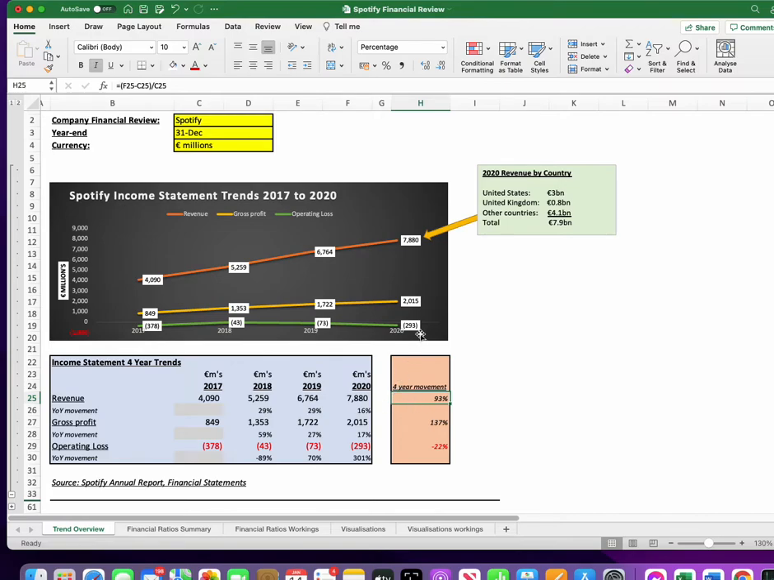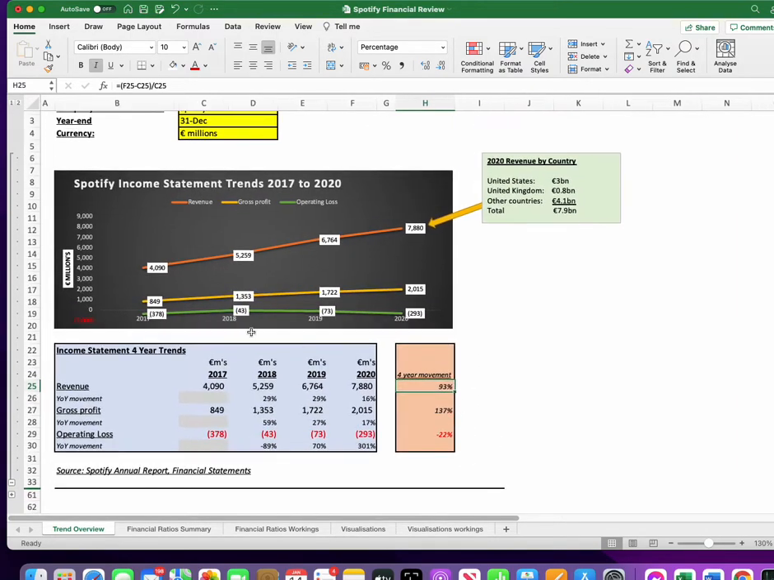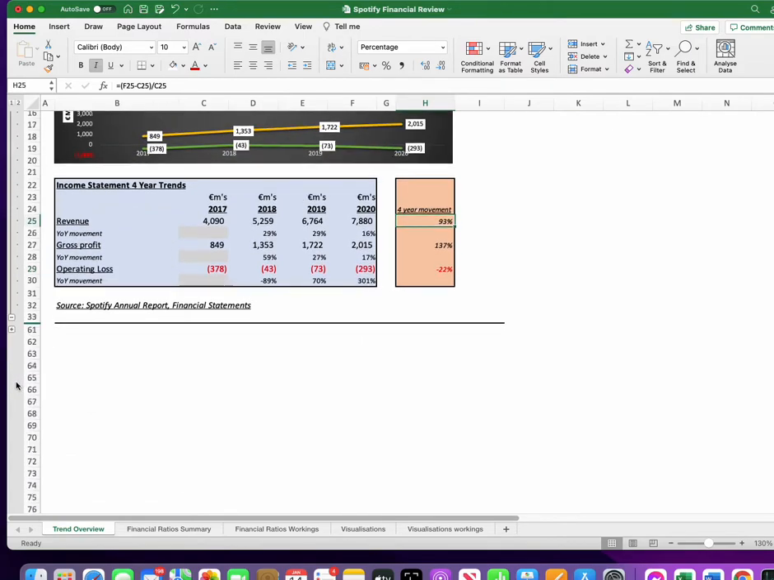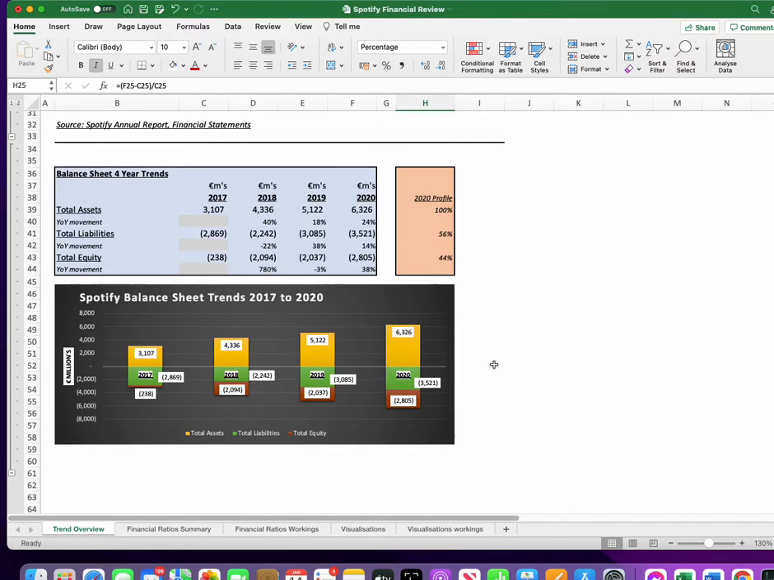But still, with a new company with revenues, there may be a lot of early costs associated with that. So still loss making. In 2020, they posted a loss of 293 million euros. So still loss making. That's just the 4-year trend there, and it gives a little bit of an idea. We'll look into some other visualizations in a few tabs to come.